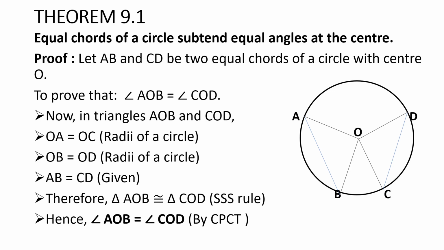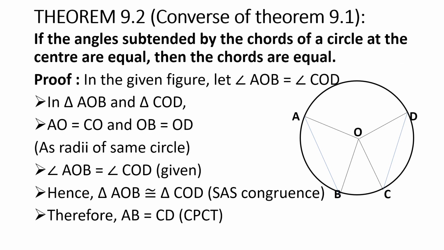These results are used in examples. Now the converse of theorem 9.1 is also true. That is, theorem 9.2 says that if the angles subtended by the chords of a circle at the center are equal, then the chords are equal. So here, suppose it is given that angle AOB and angle COD are equal, we need to prove that the chords AB and CD are equal.